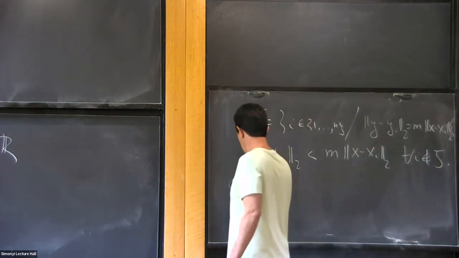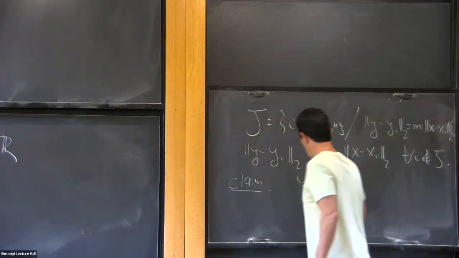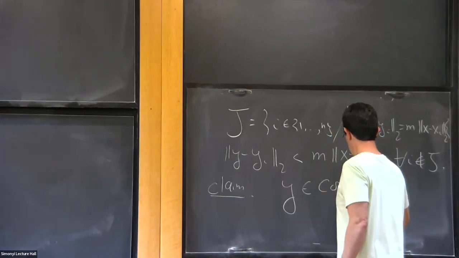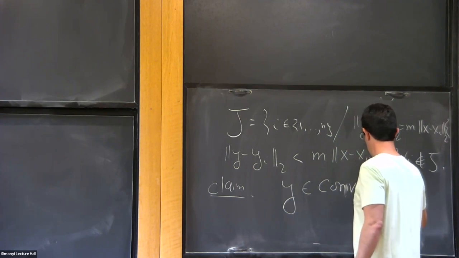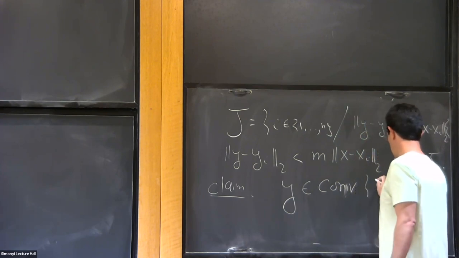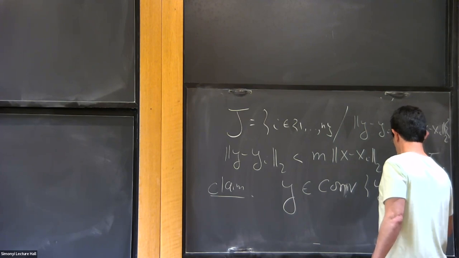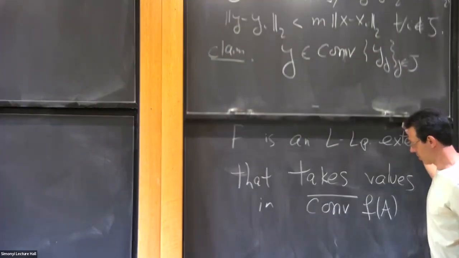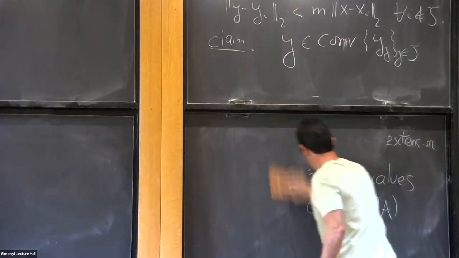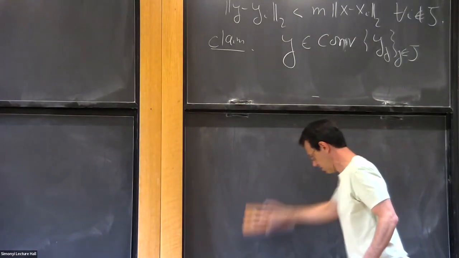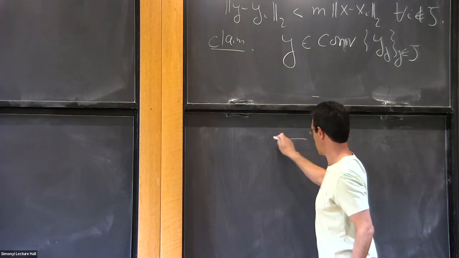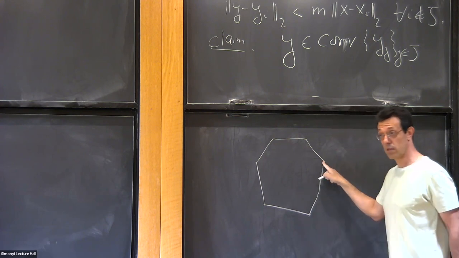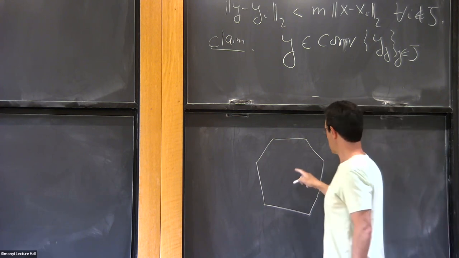So we claim that this Y, the argmin, must be in the convex hull of the Y_J, where J is just where the maximum is attained. Geometrically, you look at this convex hull. The vertices of this polytope are where there's equality. Call this set K.